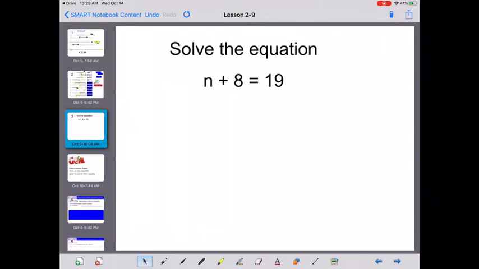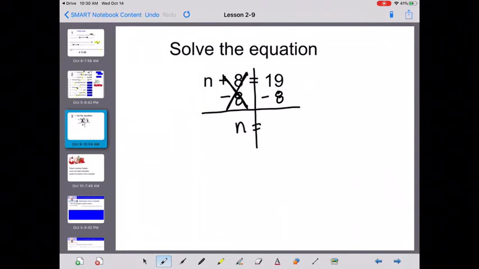Just another review problem of solving this equation. Remember, when you solve an equation, we start off by drawing a line through our equal sign so that we can clearly see the left and the right side of the equation and keep those sides balanced. I start with the side that has my variable. I notice it's adding 8. The inverse of adding 8 is subtracting 8. Notice that the side by the variable always becomes n plus 0, or just n. 19 minus 8 is 11.